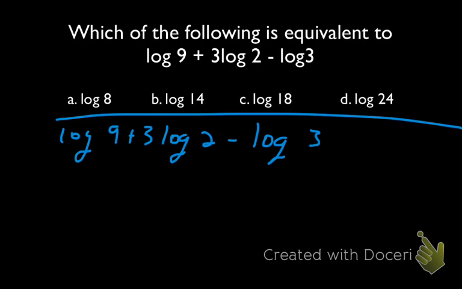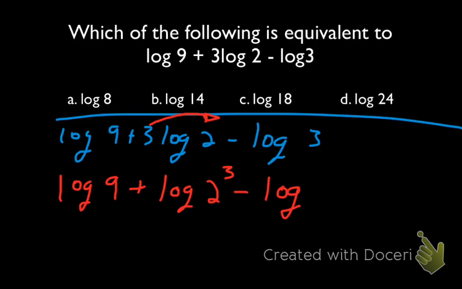Okay. Before, when we were expanding these things, the very last thing we did was the power. We took the power out in front. What do you think the first thing is going to be if we're condensing them, if we're going the other way? So our first step will be to move this power, this 3, into the exponent of the 2. So we'll change this to log of 9 plus log of 2 cubed, 2 raised to the 3rd power, minus log of 3.